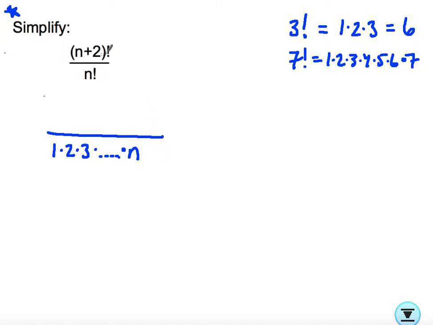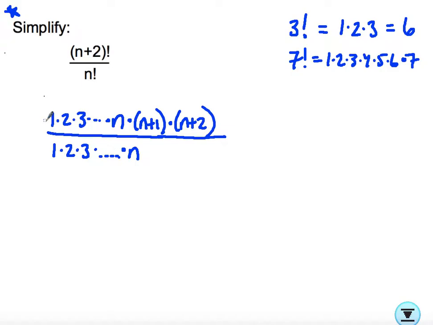Now on the top, I have n plus 2 factorial. That means we're going 2 more beyond what n is. So again, I would start with 1, 2, 3, and then keep multiplying up until n. But then n plus 2 would be 2 terms after n. Think about this carefully. What would be the term after n? The term after n would be n plus 1. The term after that would be n plus 2.